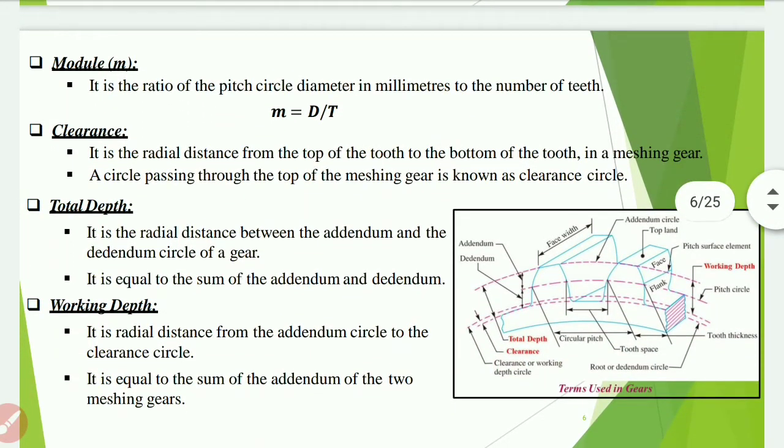Next is module. It is the ratio of the pitch circle diameter in millimeters to the number of teeth. This small m is equal to capital D by T. Next is clearance. It is the radial distance from the top of the tooth to the bottom of the tooth in a meshing gear.